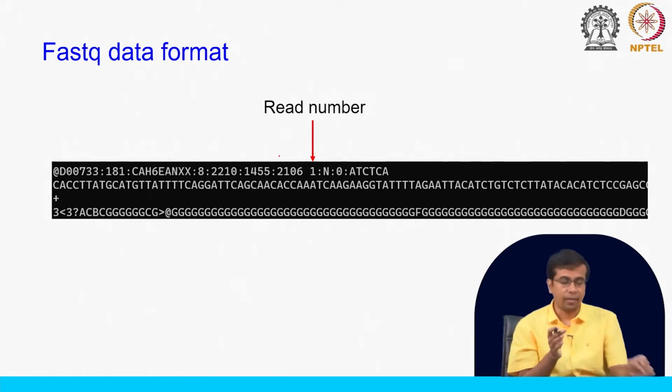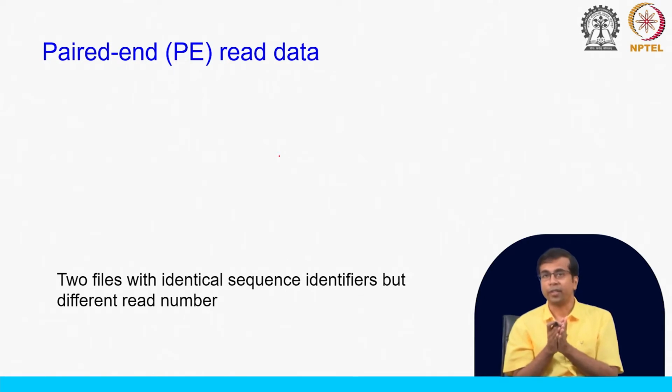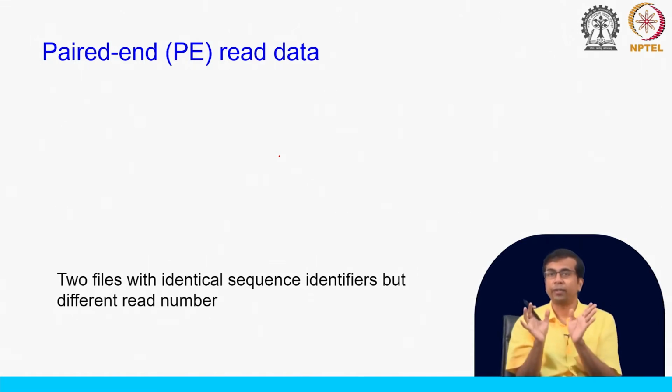Okay. This means that for paired end data you can have this number 2 as well. You can do paired end sequencing on the Illumina platform, so you get two FASTQ files which will have exactly identical sequence identifiers, but different read numbers. The rest of the fields will be exactly the same because they come from the same flow cell, same location, same time, same machine. Only the read number will be different.